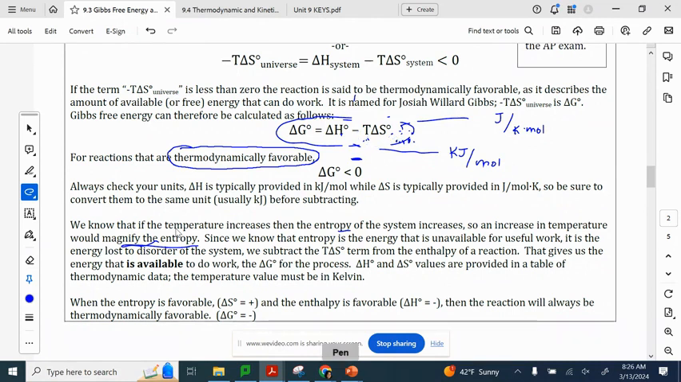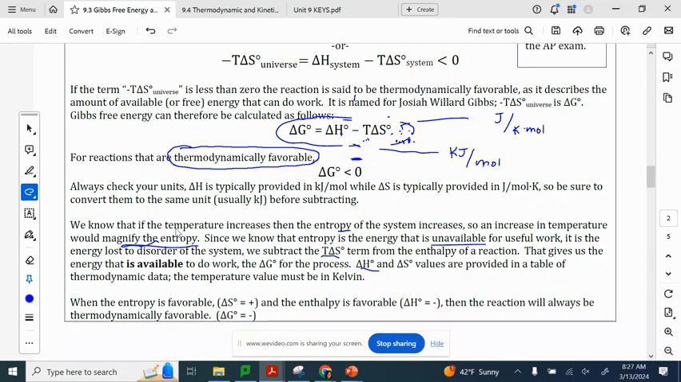Since we know that entropy is energy that is unavailable for useful work, it is the energy lost to that disorder. We're going to subtract this term from the enthalpy. And that's going to give us the energy that's available to do the work.